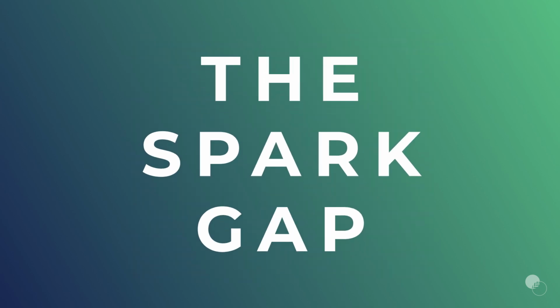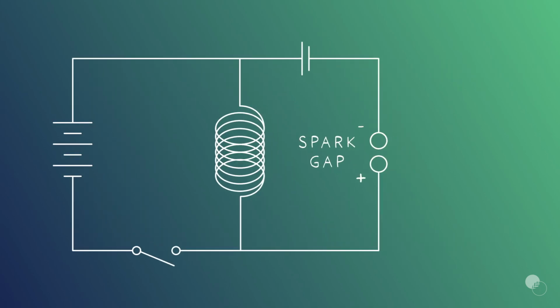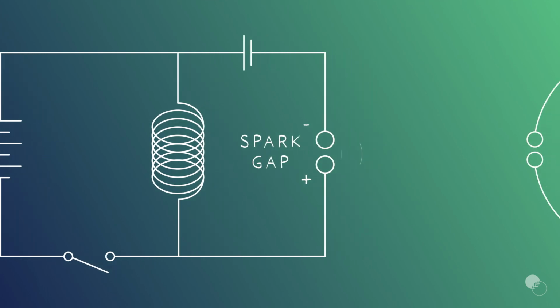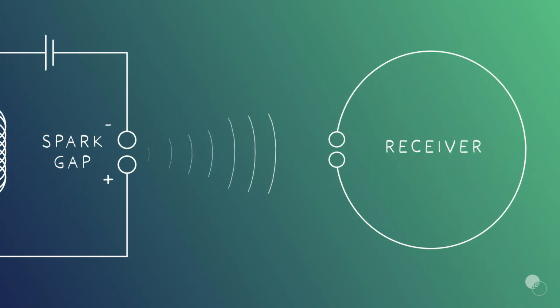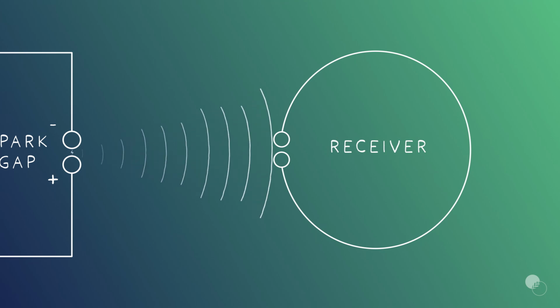So Hertz added in another piece, the spark gap. Each end of the gap would build up an opposing charge until there was enough voltage to cause the current to leap across the gap in a burst of spark. And when this happened, the electromagnetic wave created would have enough energy to be able to travel the distance to the receiver, and with enough energy remaining to be detected.